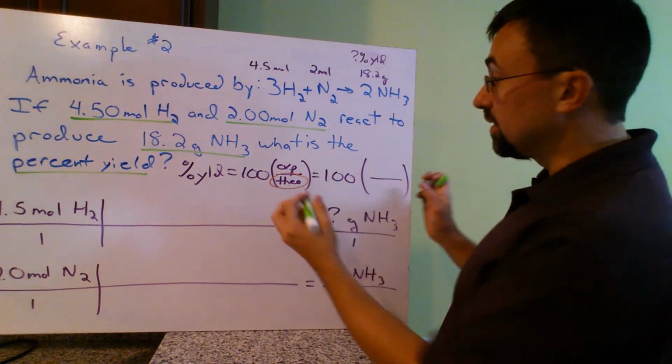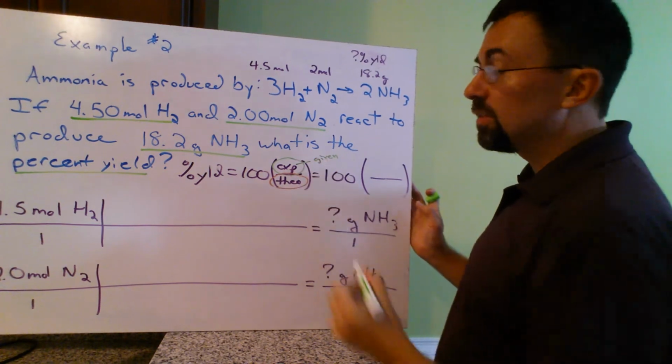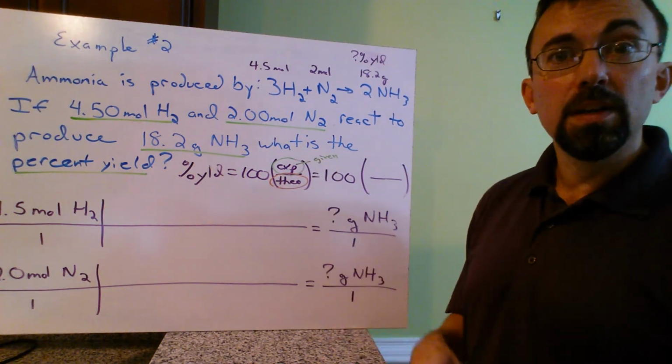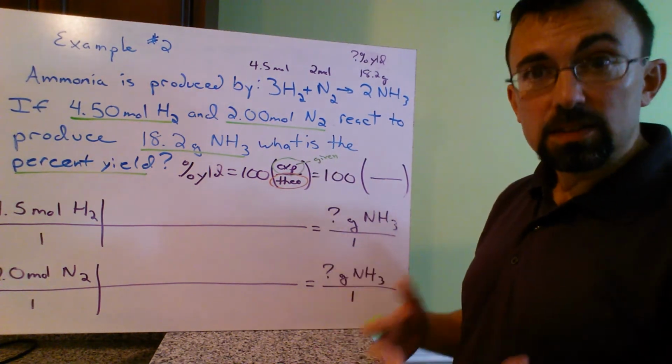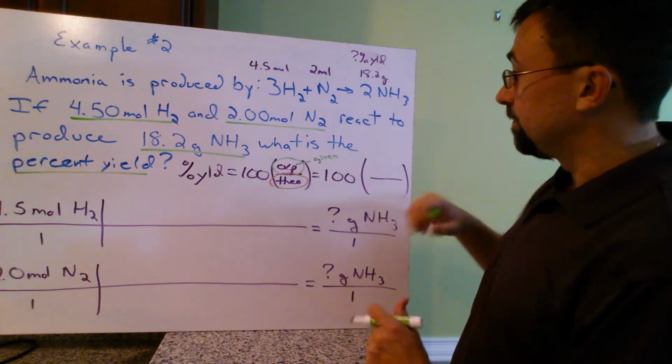And you may get to see this fall on my head yet. So this is given. Again, why is it given? Because you have to get it out of a lab. There's no way to predict what it would be. It's an experimental value. So that's going to be given to us, and that's our 18.2 grams.